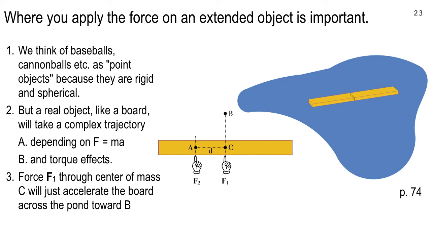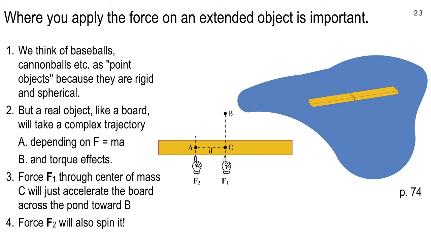If you push over here, like force number 2 at point A, that's away from the center of mass. Guess what happens? You get a little bit of F equals ma acceleration, and you get some spinning. So the force F2 will also put some spin on it. It's a more complex motion. It's going to move across the pond, yes, but it'll spin as it goes. In this case, it'll spin clockwise.